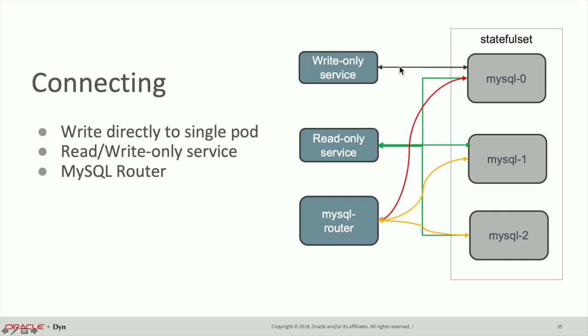There are several ways you can connect. You can have a write-only service where you pick an active node to write to, and a read-only service where you can read from any one of those. A better pattern is to use MySQL router, which is cognizant of which node is active and which are passive within the cluster, and it routes accordingly. And usually with that, you run it as a sidecar container with your application.